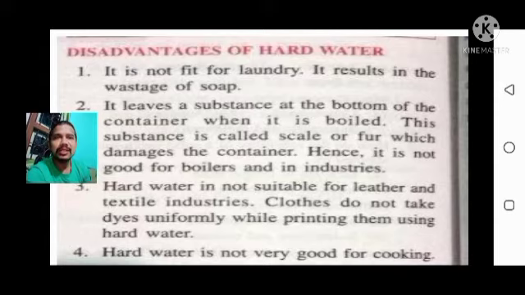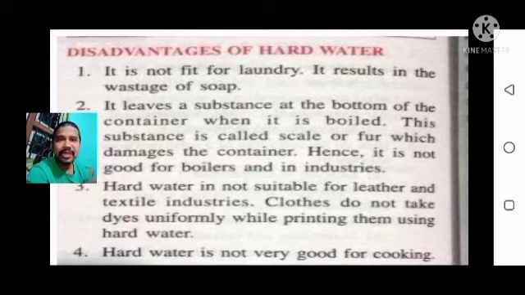Then what are the disadvantages of hard water? It is not fit for laundry, because it does not give lather with soap readily. That's why it results in the wastage of soap.